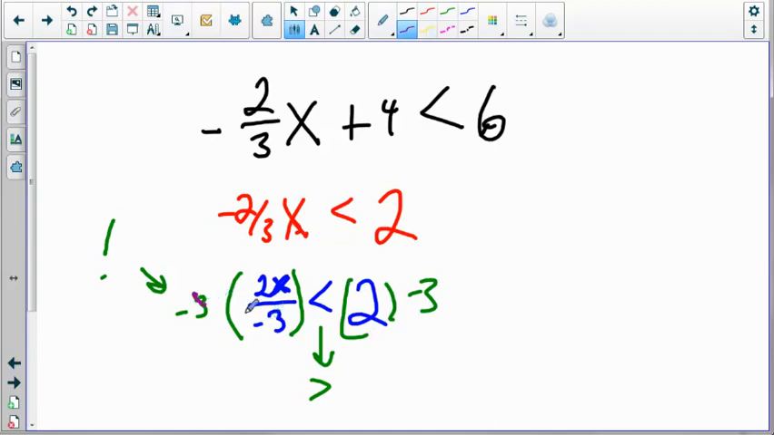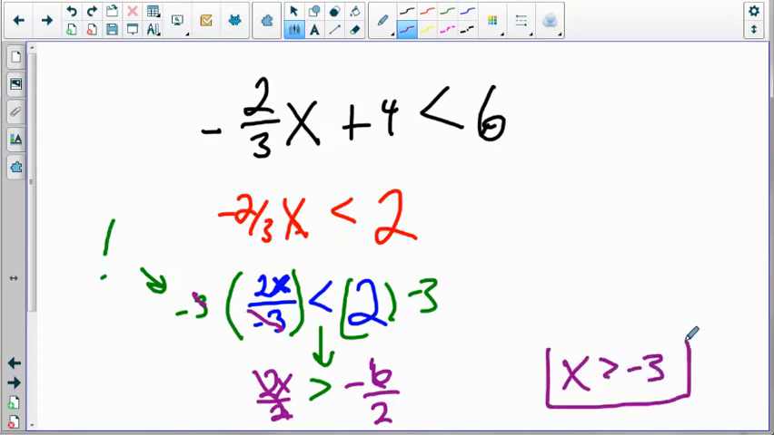Well, these cancel. That turns out to be 2x. And what is 2 times negative 3? It's negative 6. Almost there. I still have 2x that I have to deal with. So what I'm going to do is I'm going to divide that 2 out of that side. And I'm going to divide 2 out of this side. These cancel. And then what I end up with is, what is negative 6 divided by 2? Well, it's negative 3. So x is greater than negative 3. And that I can graph.